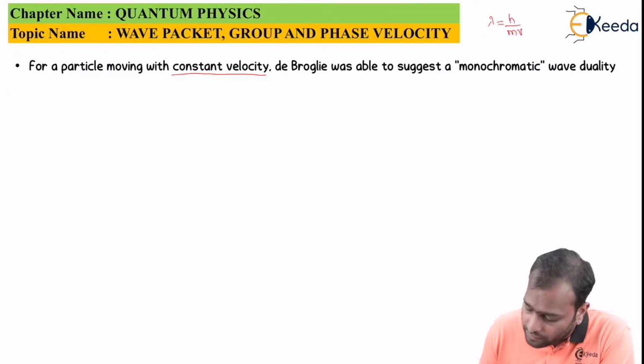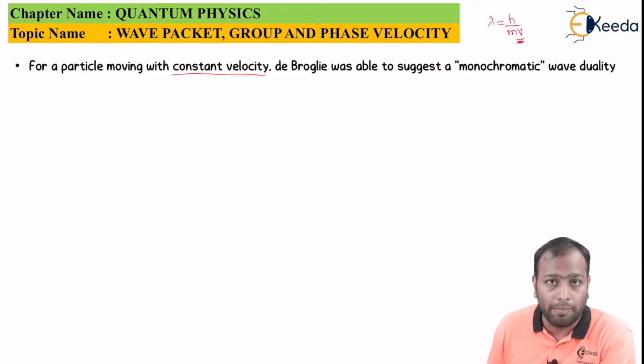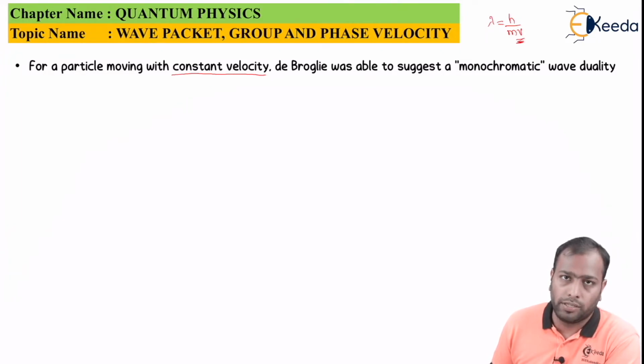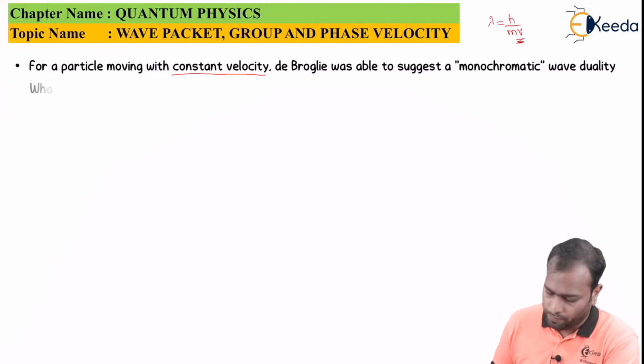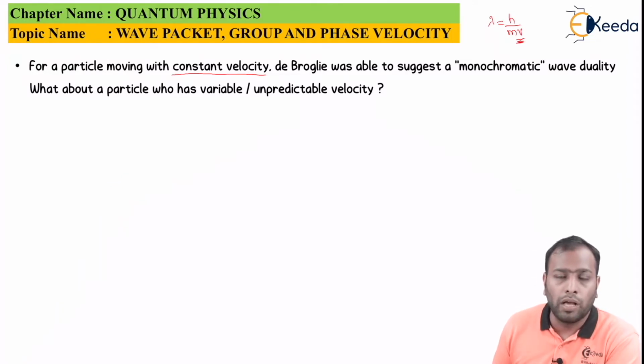But what happens if this v is changing? Well, if the value of v is changing, you will be getting lambdas which are multiples of h upon m. So, when this was the case, de Broglie was not able to clearly mention this. Schrodinger comes into the picture. Now, if a particle has unpredictable or variable velocity, how will the de Broglie wavelength be helpful in this? Well, for that, we'll be studying Schrodinger's hypothesis or Schrodinger's wave equation.